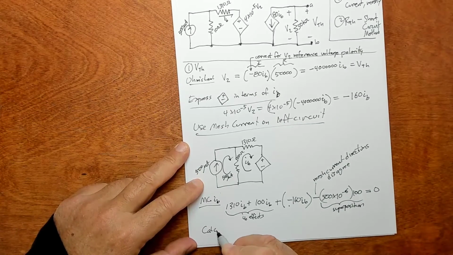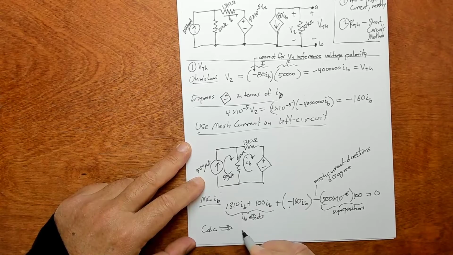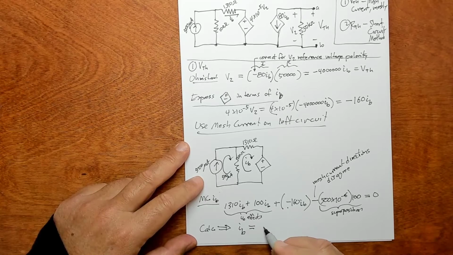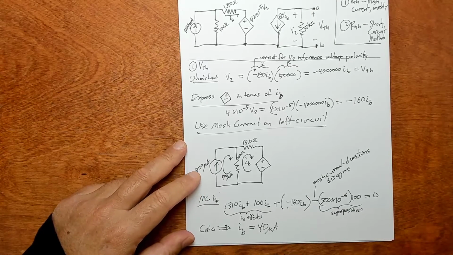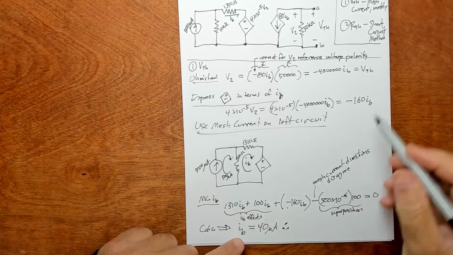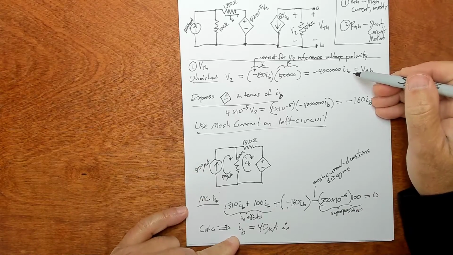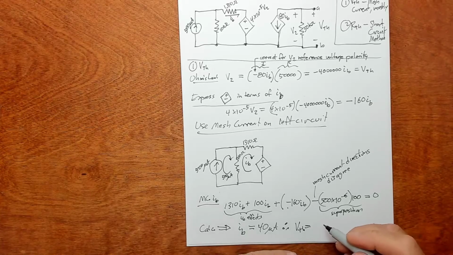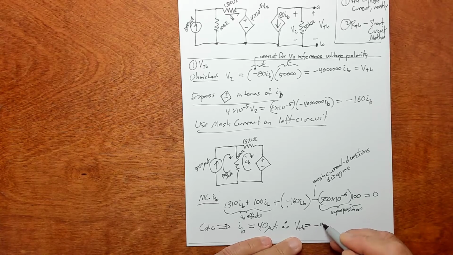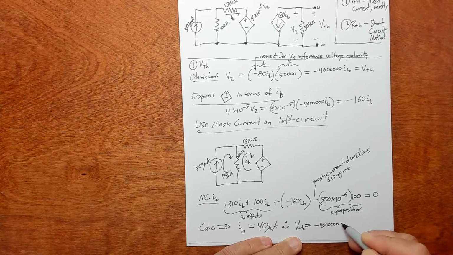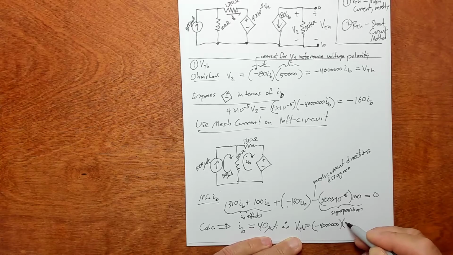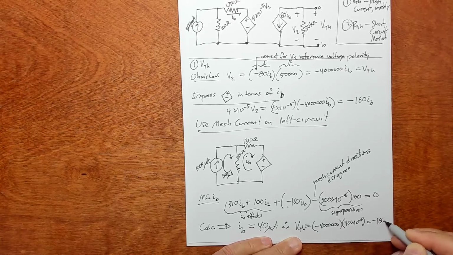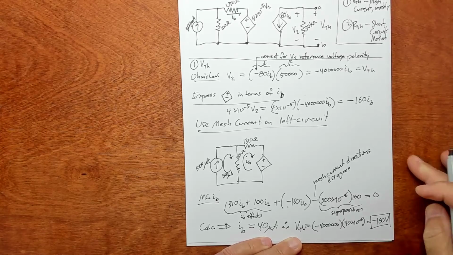So if you calculate this out, you're gonna get I_B, sorry, I keep saying I beta, sorry about that. You're gonna get I_B equals 40 microamps. Therefore, back to this guy, right? Therefore, V sub Thevenin is minus 40,000,000 times 40 times 10 to the minus 6 amps. It's going to be minus 160 volts. That's V sub Thevenin. Answer.